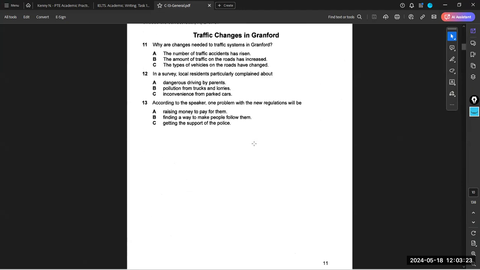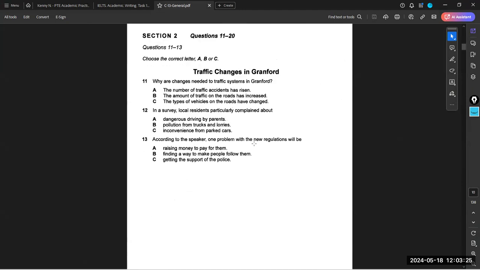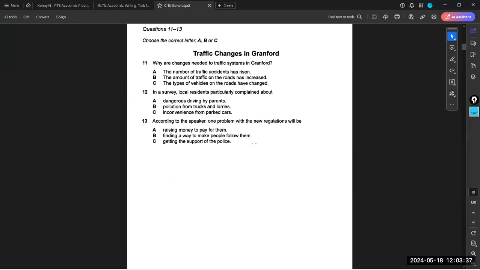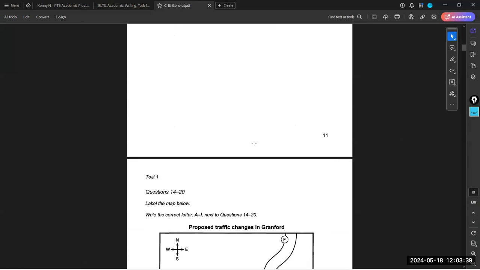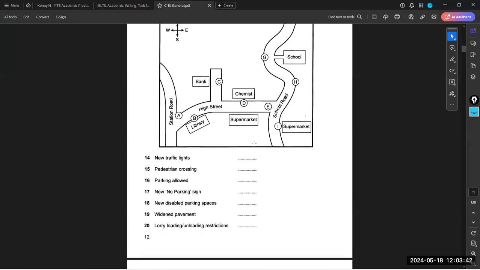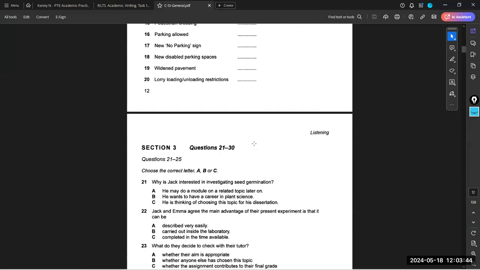So you notice that the map, Ali, is in section two. Maybe the map is going to be in section three. It's not a must to be in section two. And you notice that section two, till now we have two forms, not only one form. So let me go down now to section three.